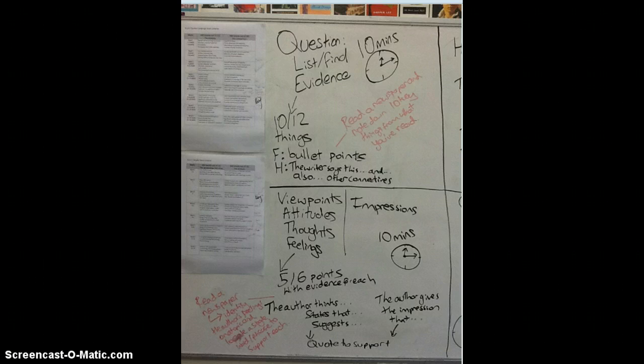If the question is slightly different in that it asks what impressions the author gives about something, the author gives the impression that such and such, and then use a quote to support. So you're just changing your mindset slightly if it says impressions. So viewpoints, attitudes, thoughts and feelings are what the author thinks of something. The impressions are what the author gives to the reader. Okay, so just slight change in that, but you're going to answer it in the same way. So point, evidence, point, evidence, point, evidence, all the way through. Get 5 or 6 just to be safe.